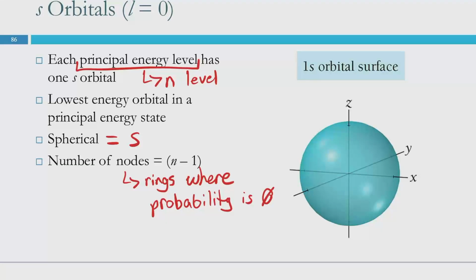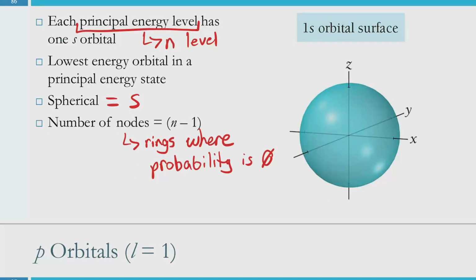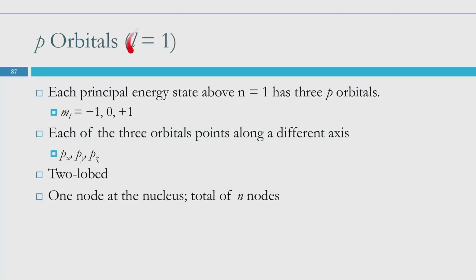So S for sphere, it's always our lowest energy because it's our lowest angular momentum quantum number. Maybe that is how you could remember it. We also have p orbitals. P orbitals are when L equals 1, in each principal energy state above n equals 1. So P first appears. Everything above n equals 1 has 3 p orbitals.